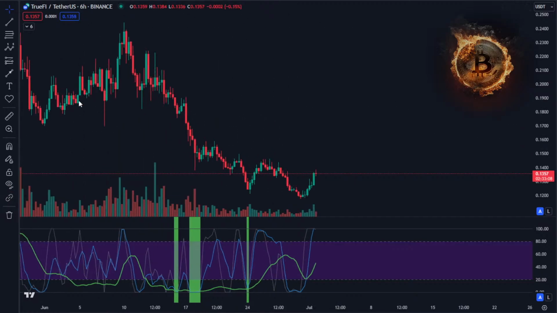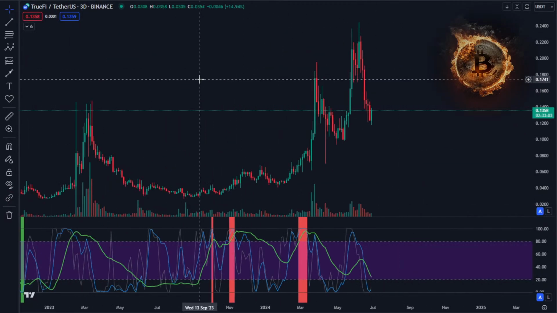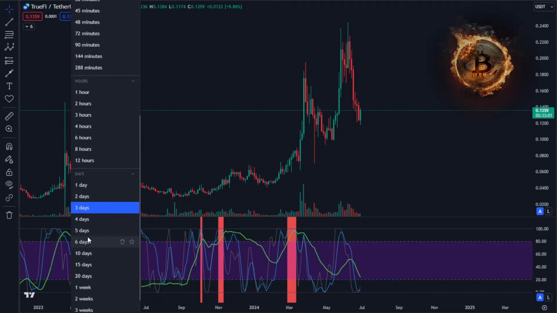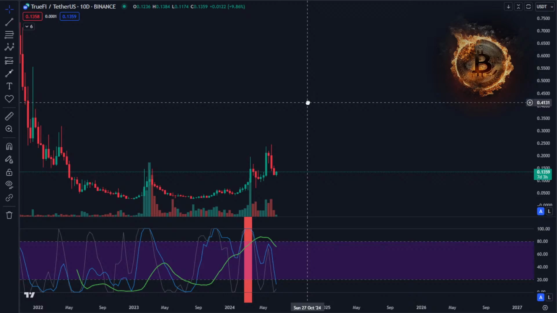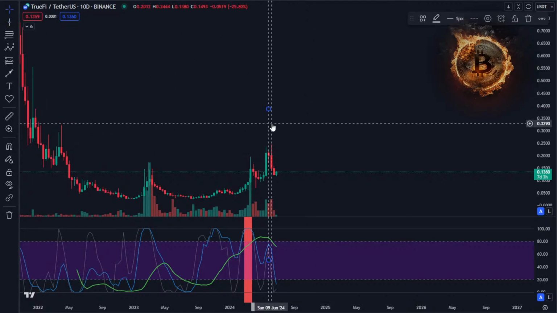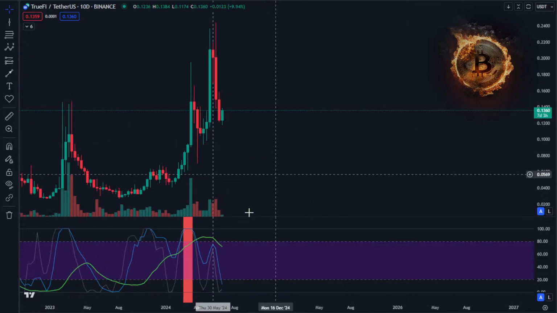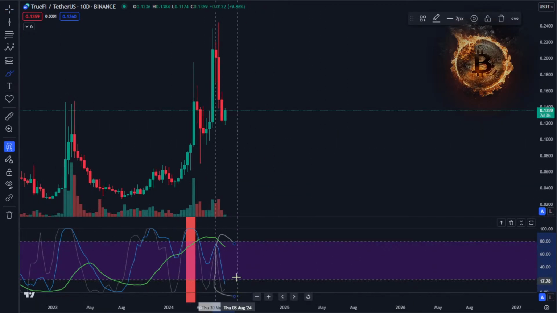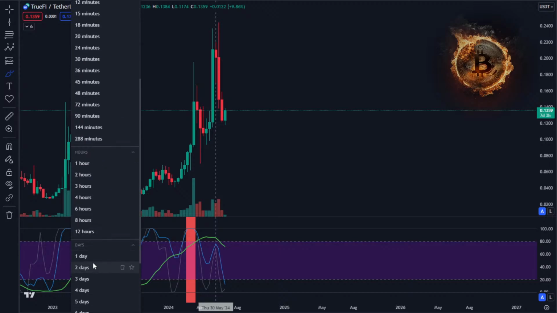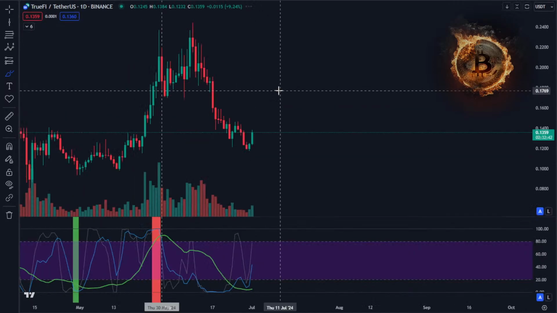And on TRU I'm going to zoom out to try and make sense of which waves we're looking at. So the last wave down is this one, which is this current one that we mark here. Okay, and then when we zoom in, let's just go to the 1-day.